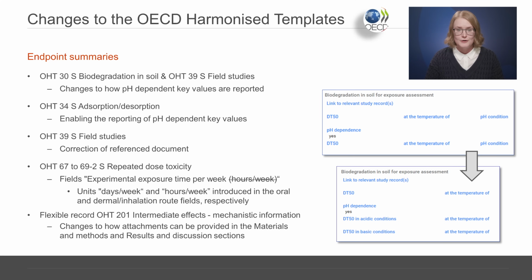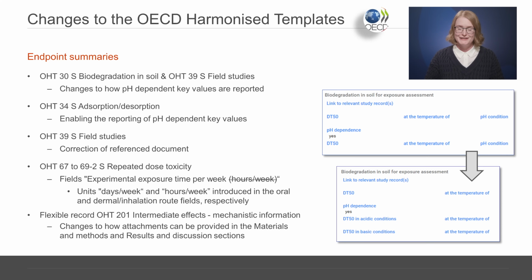Then moving on from study summaries to endpoint summaries. So firstly, there was a change to the endpoint summaries, biodegradation in soil and field studies in terms of how the pH-dependent DT50 values are reported. So while it was previously possible to provide up to 2 values in case of pH dependence, it is now possible to provide up to 3 values. So the more regular use case can now be reported regardless of the pH-dependent values.